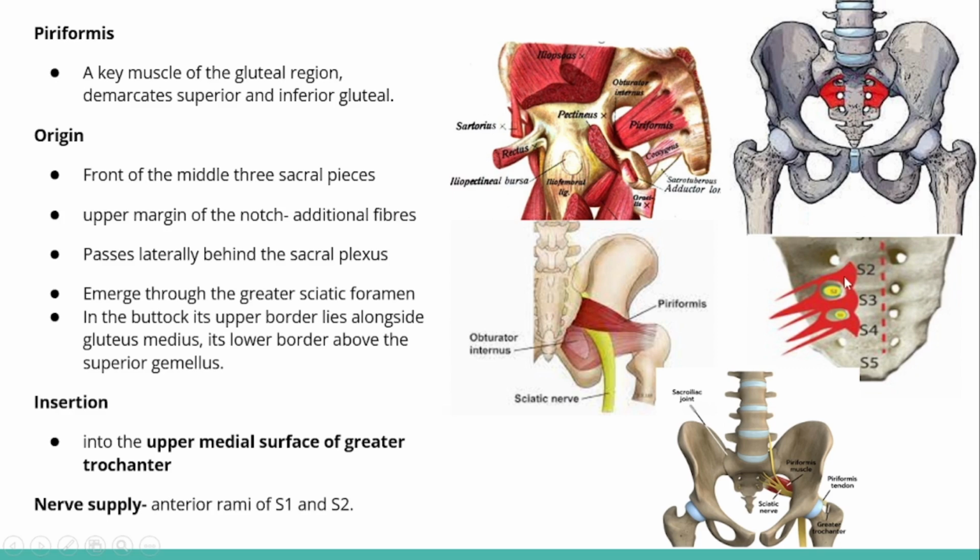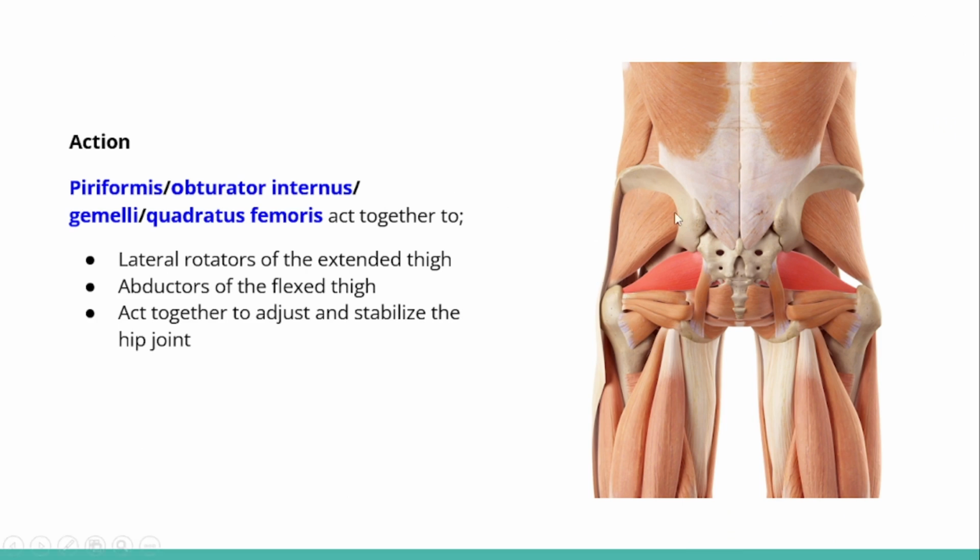Now this muscle originates from the front of the middle three sacral pieces and some fibers from the upper margin of the greater sciatic notch. It passes laterally behind the sacral plexus and emerges through the greater sciatic foramen and inserts into the medial surface of the greater trochanter. This muscle is supplied by the anterior rami of the S1 and S2 sacral nerves.